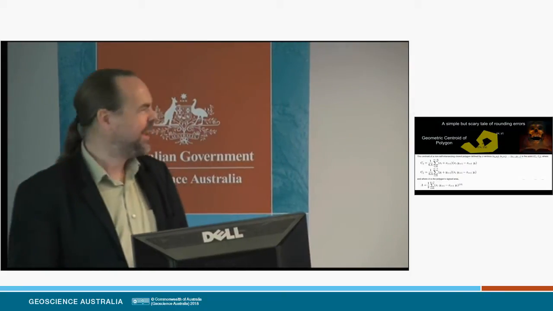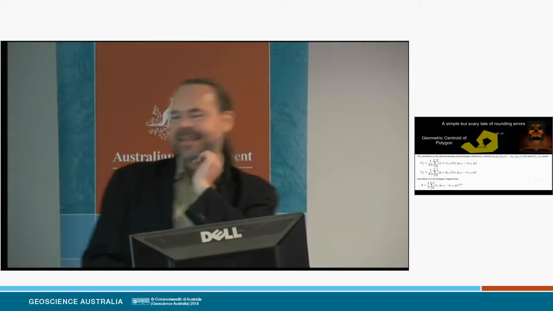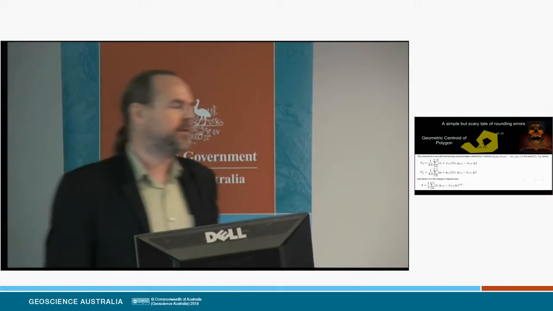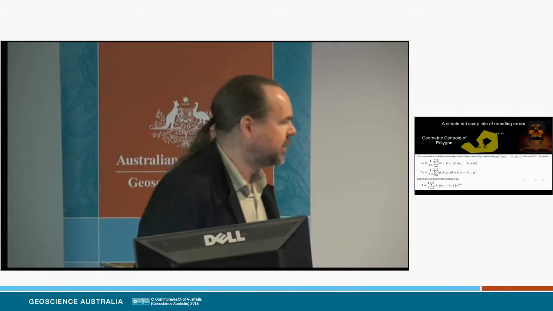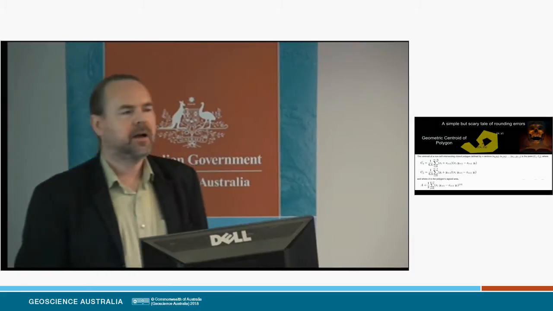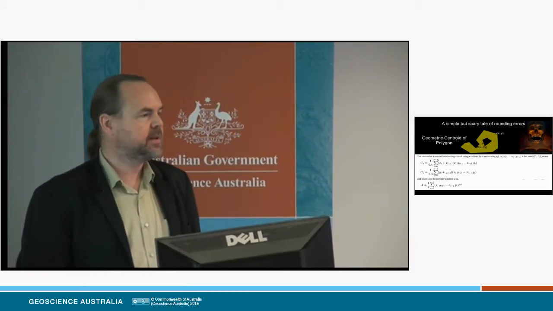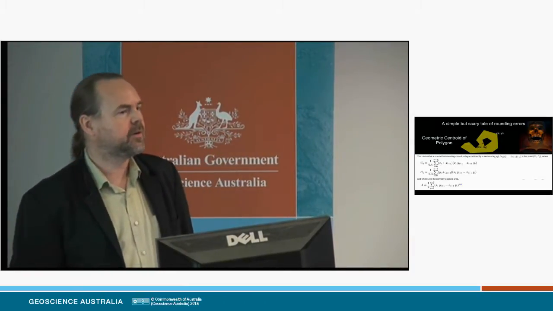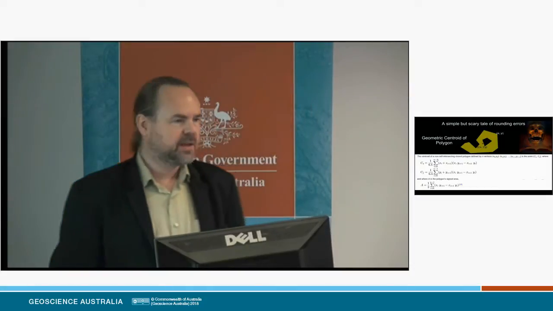So thank you. Let me just run through a simple example. It's very, very hard to explain numerical instability and rounding errors, but I found an example that is fairly simple, with some pictures, so we can see what it looks like and where the dangers are. It's the simple case of finding the geometric centroid of a polygon, a non-self-intersecting closed polygon with n vertices.